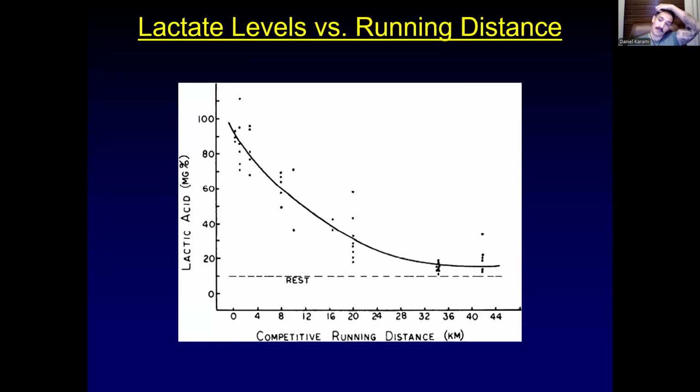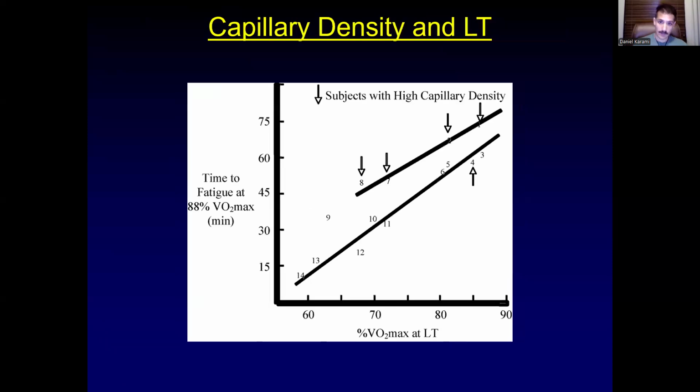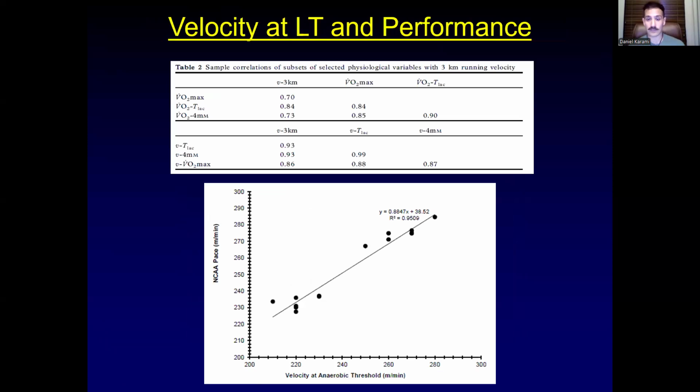And as we can see, as you do more intense short-term distances, you have a higher lactic acid production, right? And the interesting thing is as you increase your capillary density, you actually decrease your lactic acid threshold, or your LT, because you can actually flush the lactic acid out.